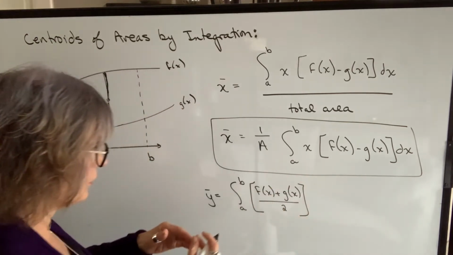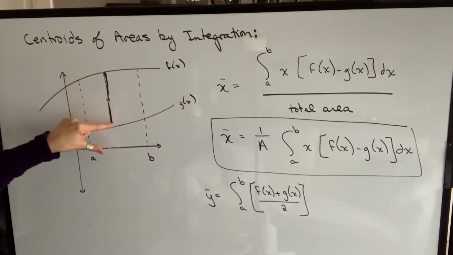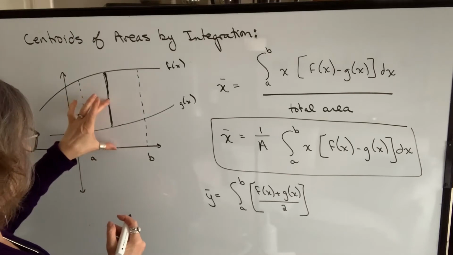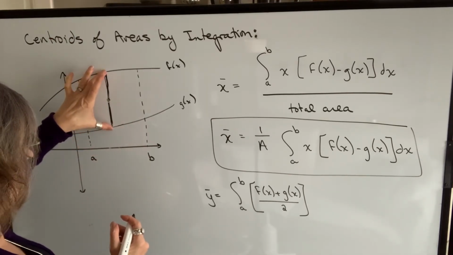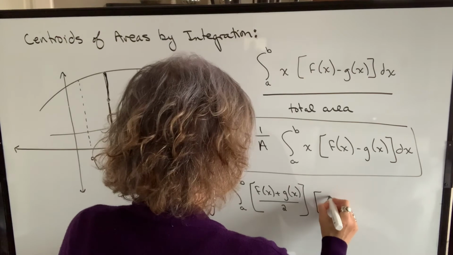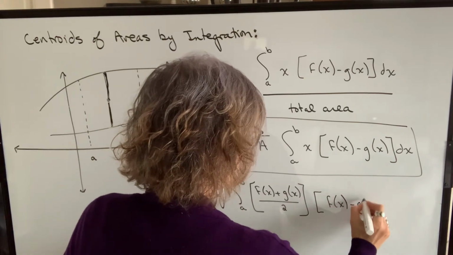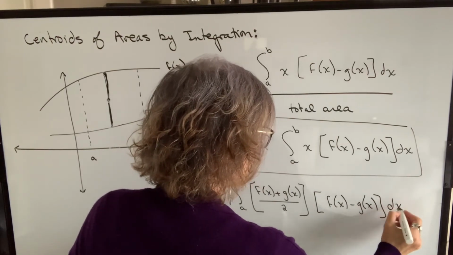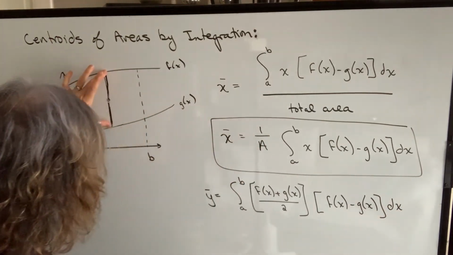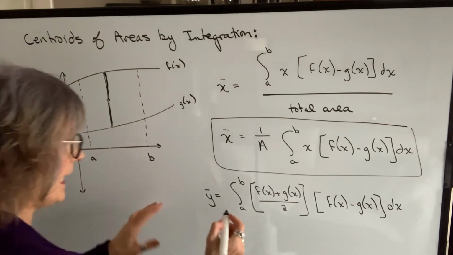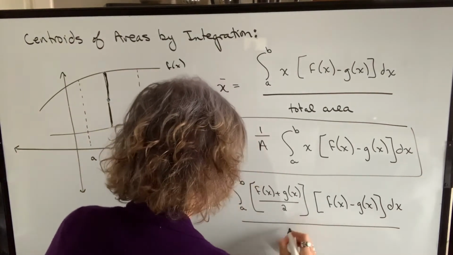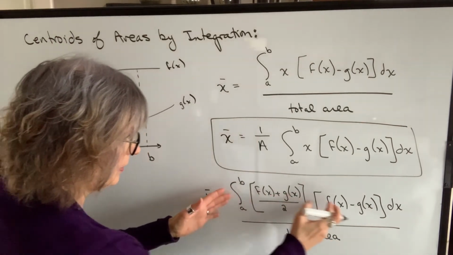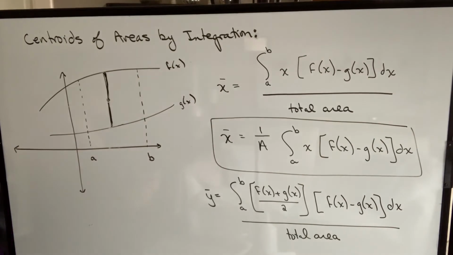That's going to be the average y value of that rectangle. That's the point right in the middle. Then I take that perpendicular distance and multiply by the area of this rectangle, and the area we know is f of x minus g of x times the width is dx. So f of x minus g of x is the length of it, dx is the width. And I take this and divide by the total area. So this is the sum of all of the first moments with respect to the x-axis.